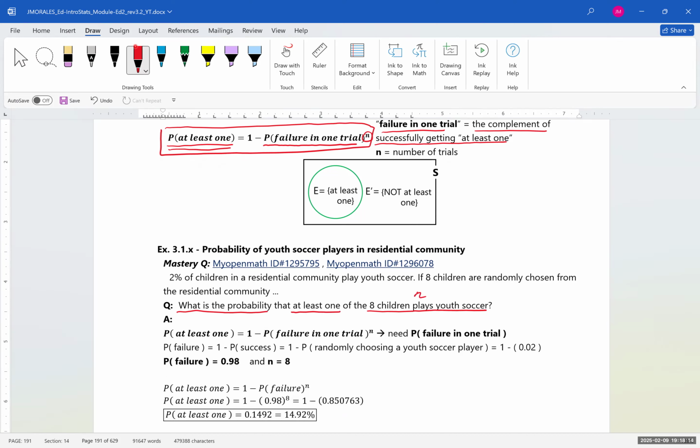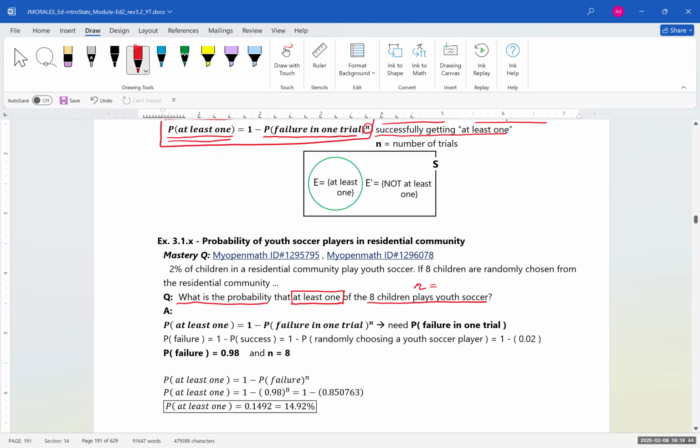So this is going to be our number of trials, the number of children, but we want to know what's the probability of getting at least one of them playing soccer if we chose 8. Now we know what the probability is of just choosing one. That's 2%. But what if you chose 8 children and you only wanted at least one of them to play soccer? What's that probability? So here's that initial equation that we have. This is what we're looking for.